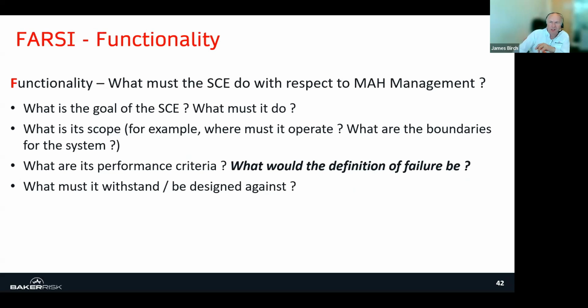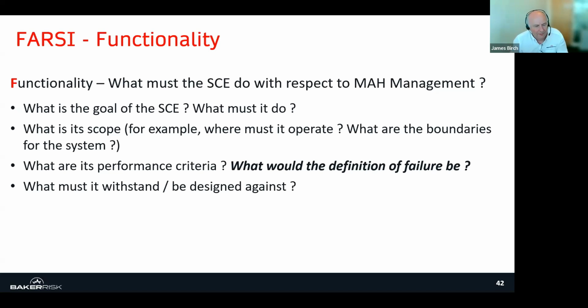But if we look at the functionality, we're setting a goal here for what the SCE must do. For example, where must it operate? What's its scope? What is its performance criteria for success? Because importantly, that sets the definition for failure. And failure is what we pick up during maintenance to say, stop. We have a problem because this safety critical element is not working. So what are we going to do about it?